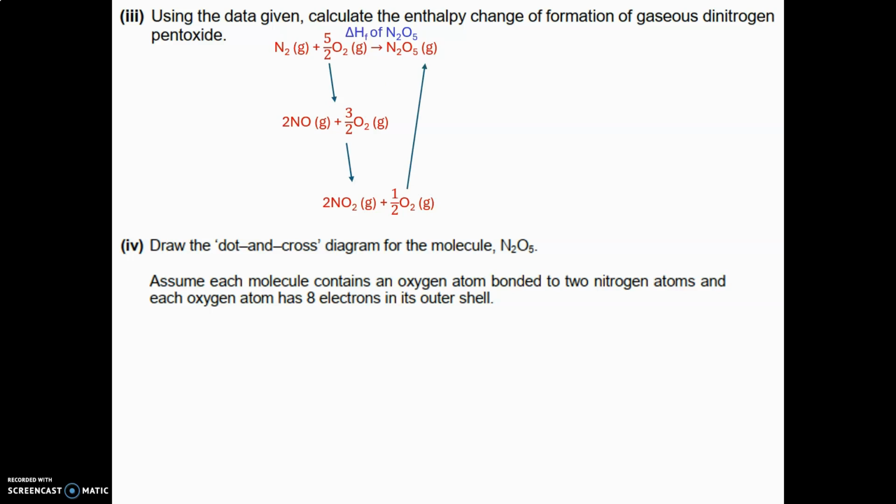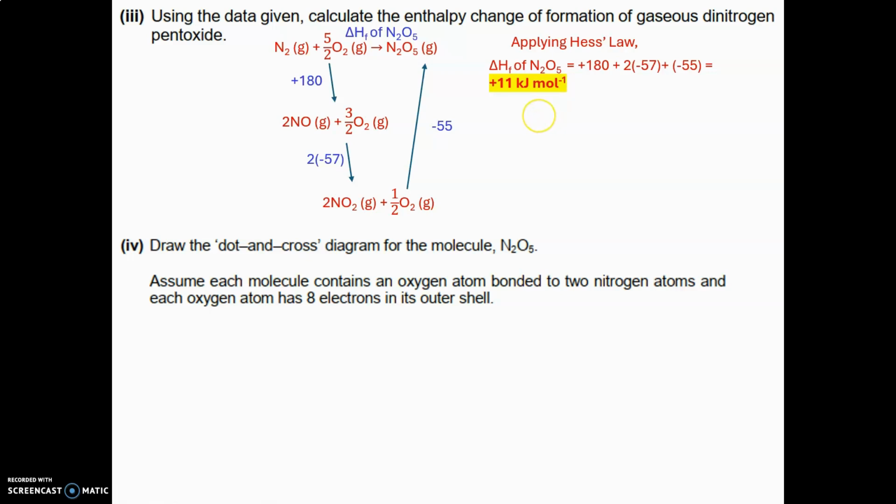So I then substitute in the values. Formation of NO, enthalpy change plus 180. Formation of NO2 from NO, enthalpy change is negative 57. But because 2 moles of NO2 are formed, I need to multiply negative 57 by 2. And finally, reaction 3, NO2 to N2O5, enthalpy change is negative 55. So I apply Hess's law. The enthalpy change would be plus 180 plus 2 times negative 57 plus negative 55, which will give me positive 11 kilojoules per mole.